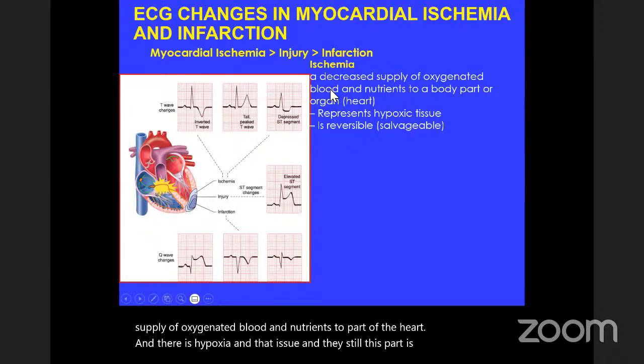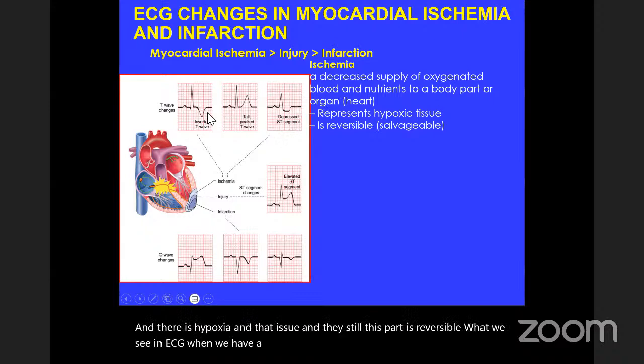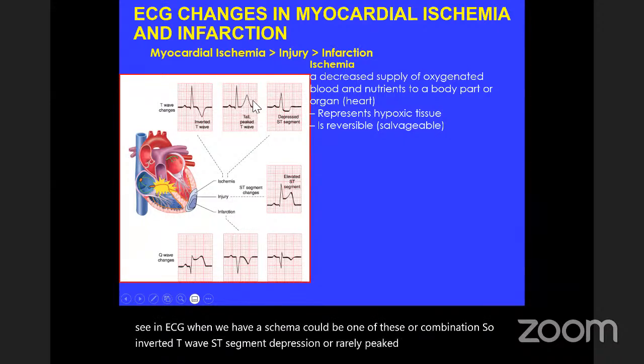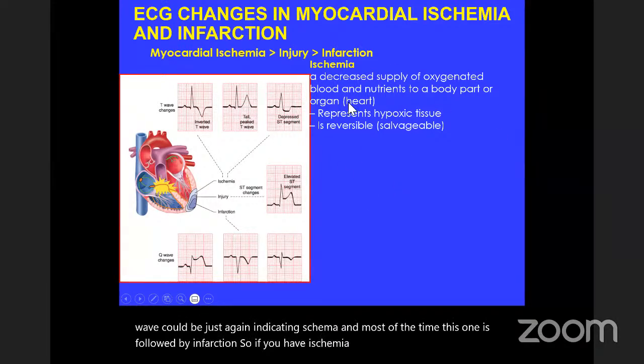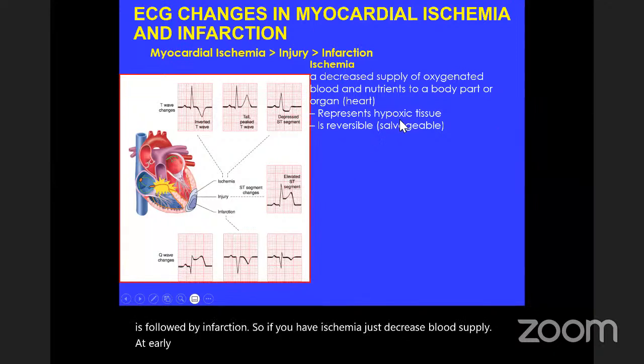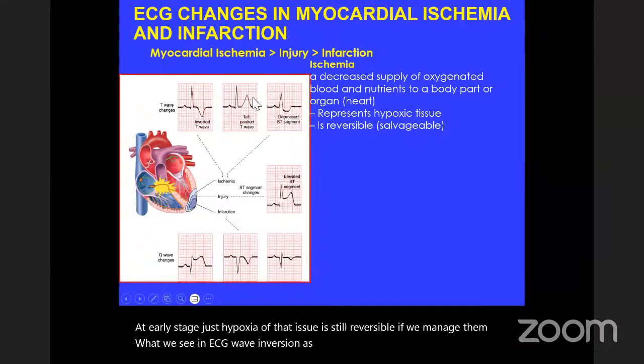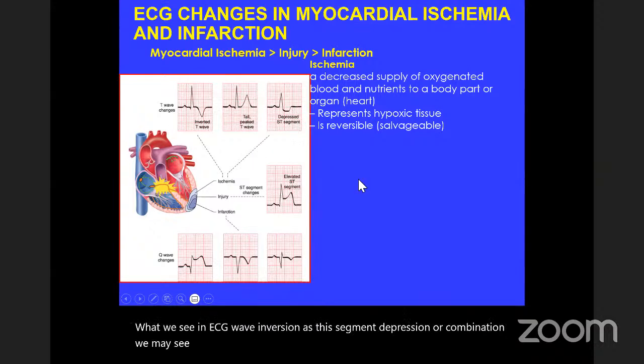What we see in ECG when we have ischemia could be one of these, or a combination: an inverted T wave, ST segment depression, or rarely a peaked tall T wave. A peaked tall T wave could again indicate ischemia, and most of the time this one is followed by infarction. So if you have ischemia, just decreased blood supply at an early stage, the hypoxia of the tissue is still reversible if you manage it. What we see in ECG is T wave inversion, ST segment depression, or a combination. We may also see a hyperacute T wave.